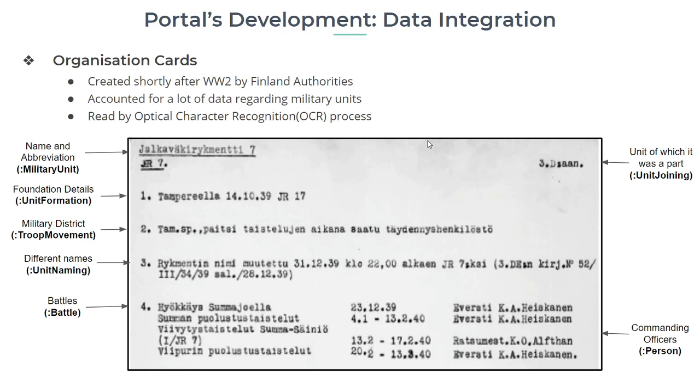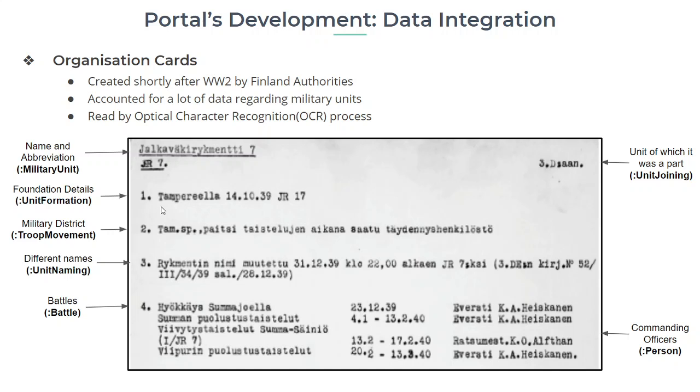Now let's see how organization cards played an important role in the portal's development. The organization cards were created shortly after World War II by Finnish authorities, and they accounted for a lot of data regarding military units. Organization cards were read by an optical character recognition process, in which the photo was scanned and its letters were recognized. So as you can see on the organization card, on the top left there is the name of the unit and its abbreviation, which comes under the military unit resource.